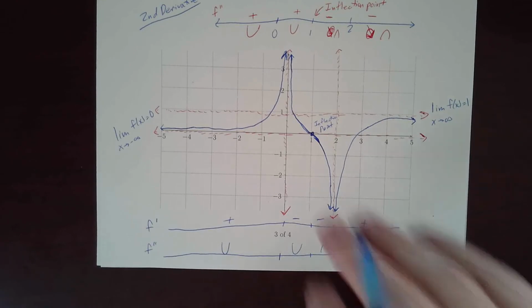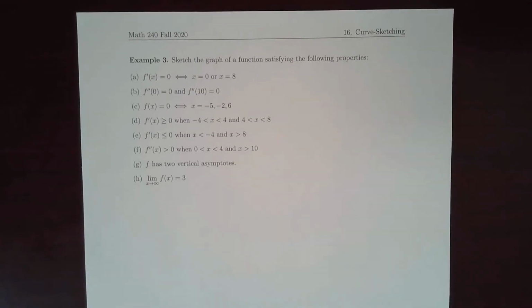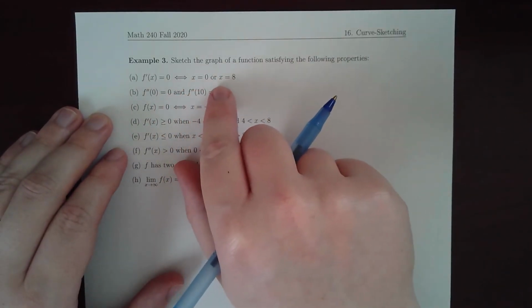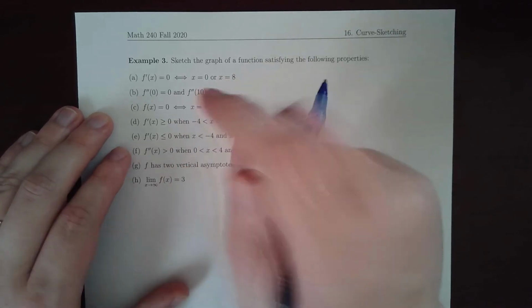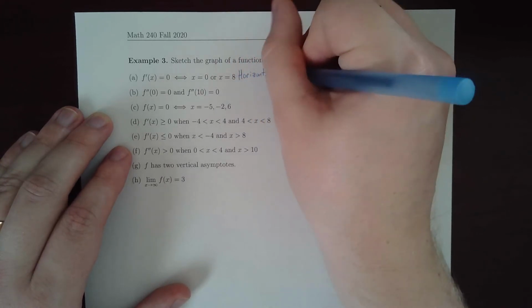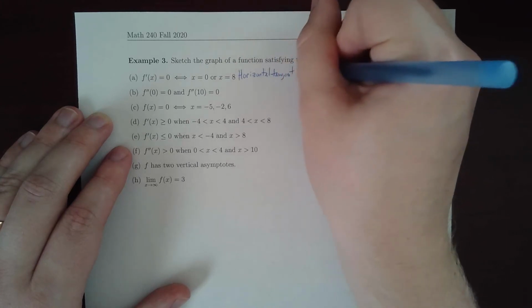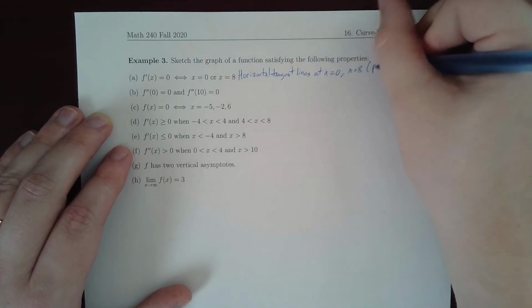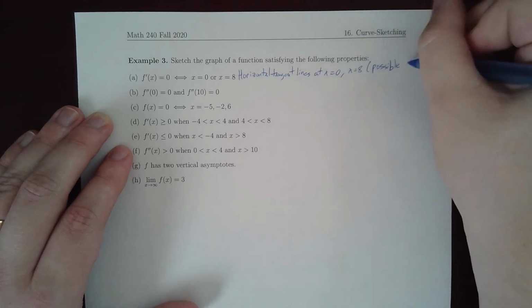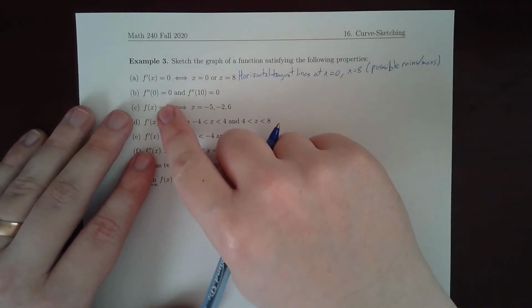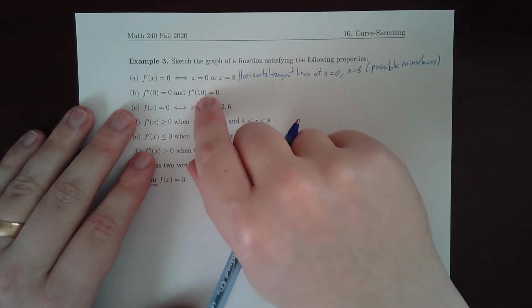We'll go through one more example. Say we want to sketch the graph that has these properties. So we're going to say that the first derivative is 0 only when x is 0 and x is 8. So we know we have horizontal tangent lines at x equals 0 and x equals 8. These are possible mins or maxes.